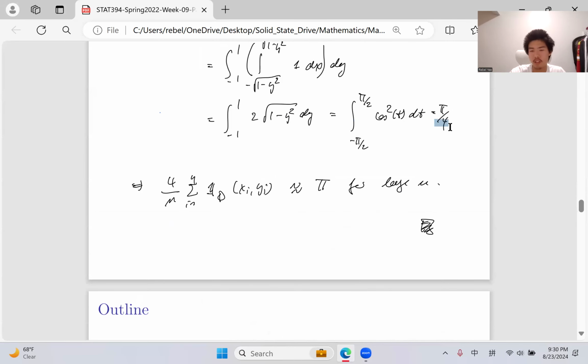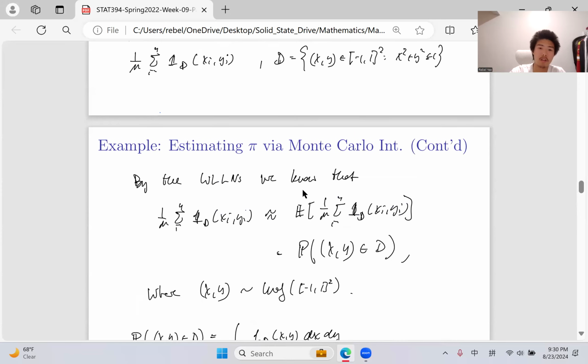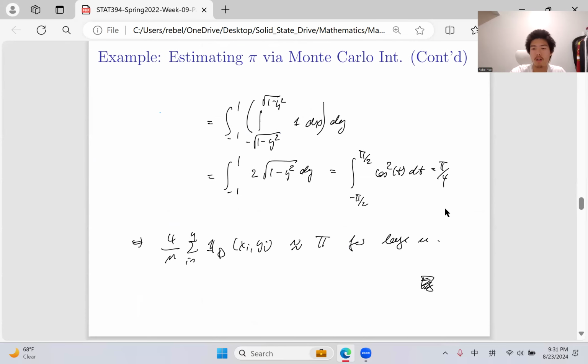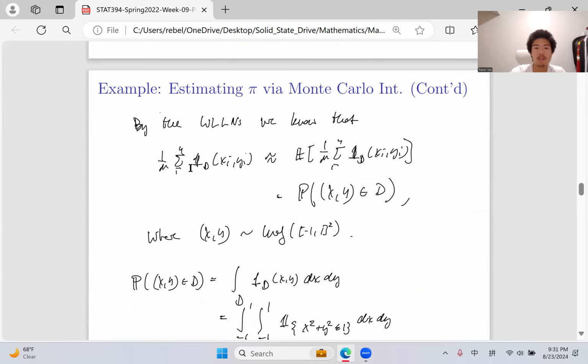So how is this important? How is pi over 4 important? This is because pi over 4, by the weak law of large numbers, is very, very close to this value. And here, 1 over n is a known number. So 4 is a constant, n is a constant.